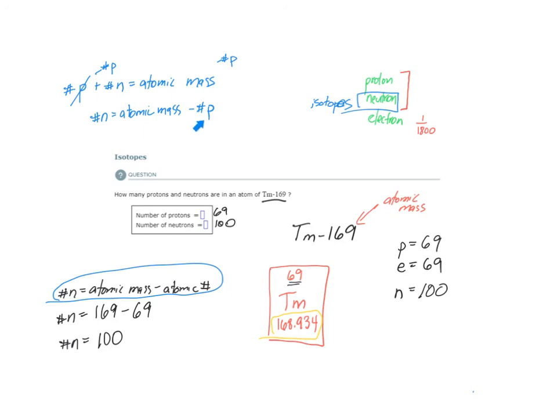Well, what is the number of protons also equal to? The number of protons is equal to the atomic number. So we could just substitute that. The number of neutrons is equal to the atomic mass minus the atomic number. And then there we have the equation that we used to solve this problem.